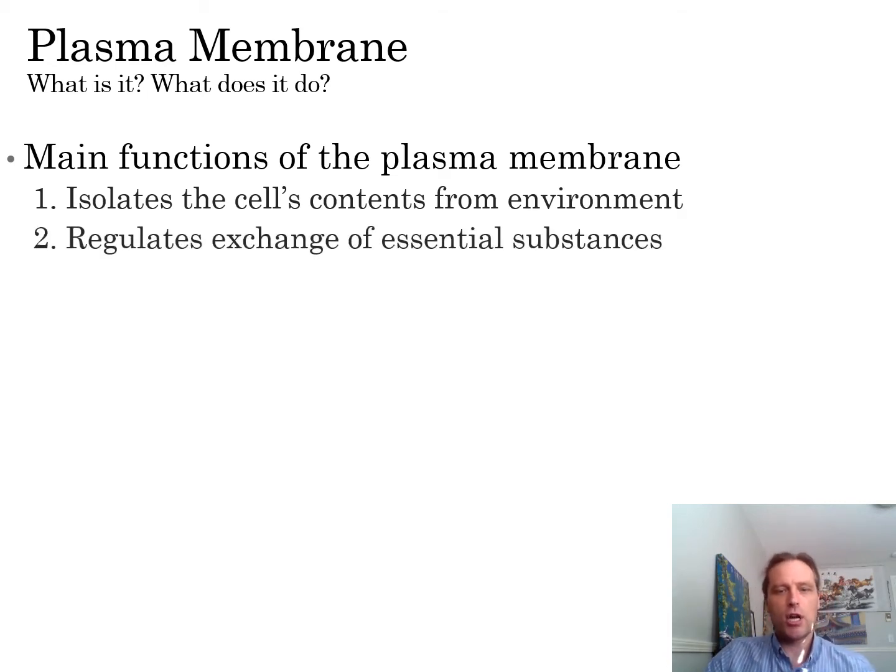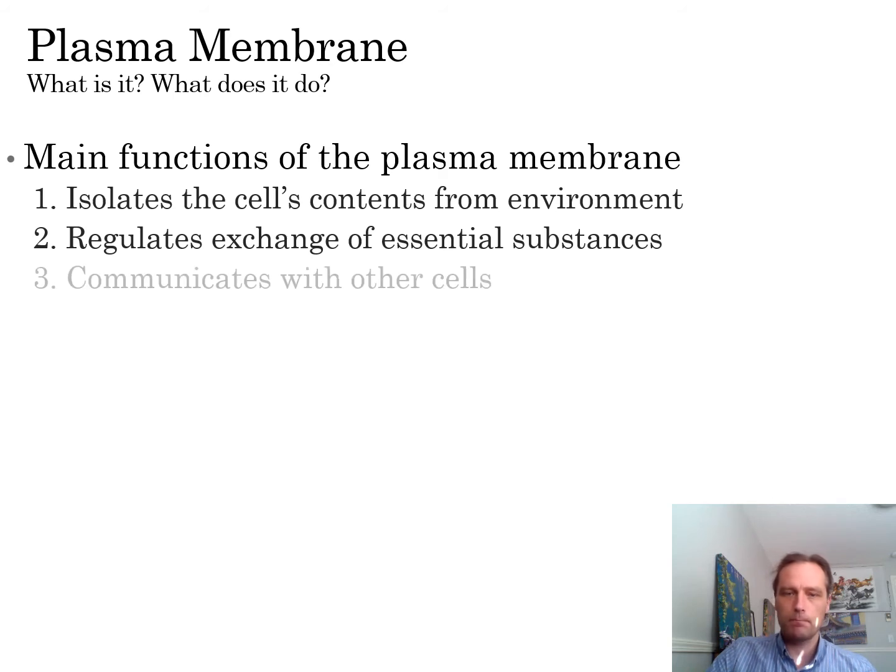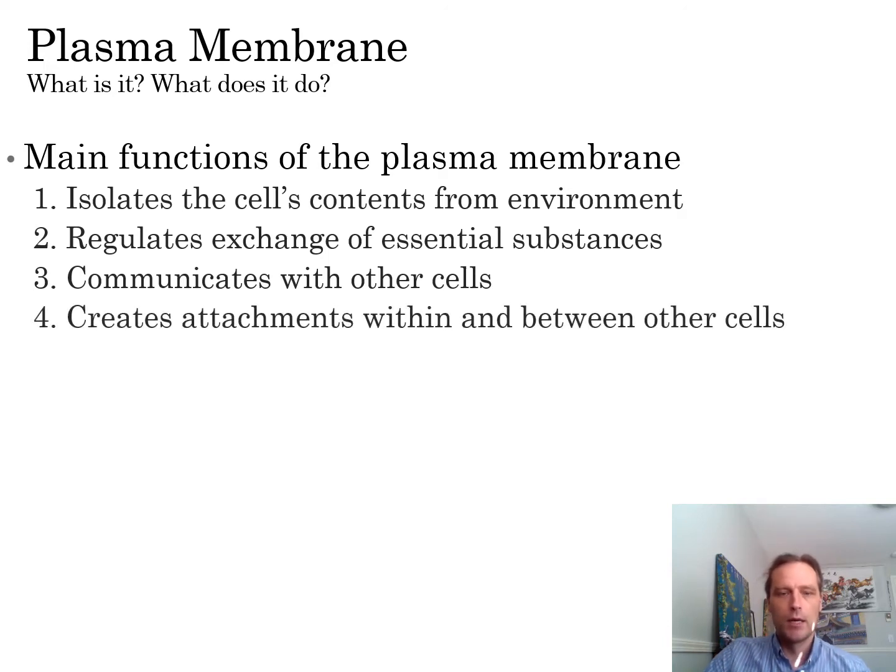Two, regulates exchange of essential substances. So that means it's going to help get the good stuff in and get the bad stuff out. Three, communicates with other cells. In unicellular organisms, that could be for the purposes of exchanging genetic material. In the case of a multicelled organism, that could be responding to a hormone, could be secreting hormones, could be binding to another cell and even causing that cell to do something else or to alter its function in some way. Creates attachments within and between other cells.